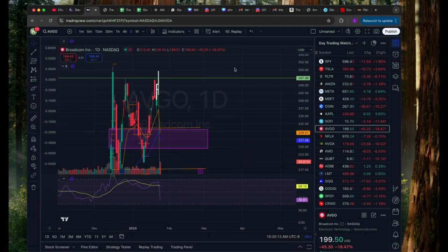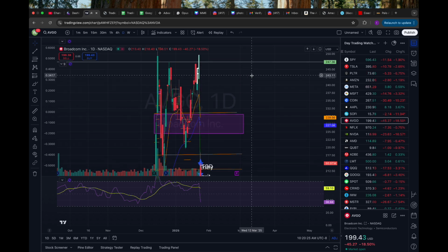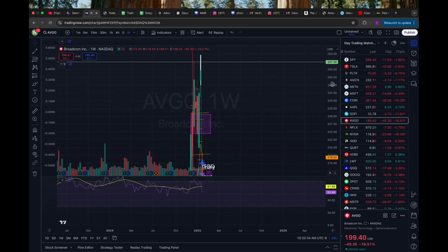So here we go. All right, so right now we got AVGO pulled up. It doesn't matter the stock. It's about the actual execution of this, okay? So let's look at this. This is the daily time frame. All right, so we're gonna go from the weekly to the daily. I want to zoom out from the top to the bottom.